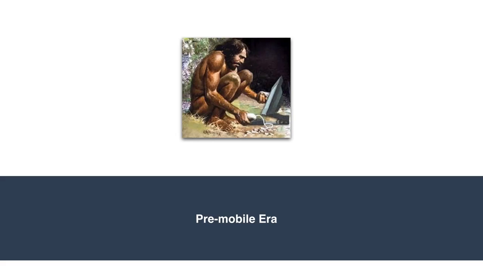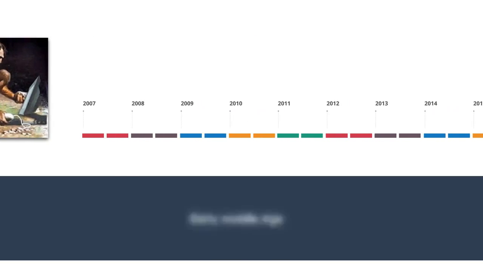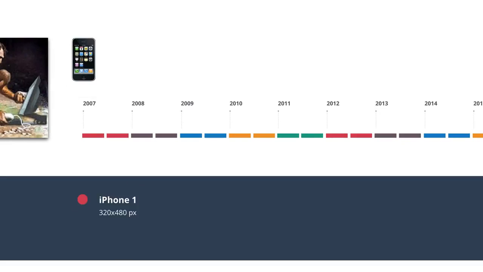I used to remember people's phone numbers. I used to have to print or write down directions before we went to certain places. And that's the history of where we started when mobile kicked in. But now we move into 2007, and I call this the early mobile age. And that clearly began with the iPhone 1 when it came out, 320 by 480 screen.